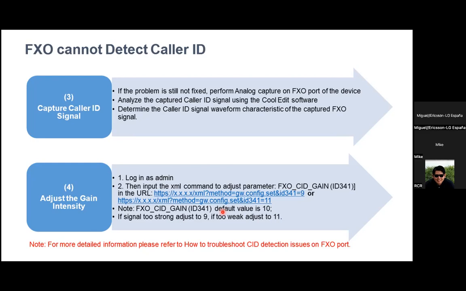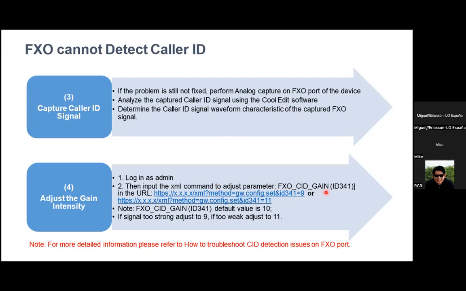In the event that it still cannot be corrected, we need to dig deeper. We need to understand the characteristics of the caller ID. So here, we need to get an analog capture, then use the Call Edit Pro software. We can see the characteristics, and by seeing the characteristics, we can adjust the gain intensity. So we have this parameter, which helps you to increase and decrease the gain.